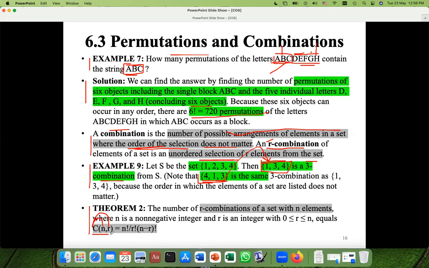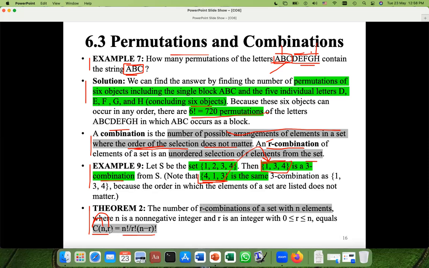How can you calculate it? By using that right hand side. And what is that side saying? N factorial divided by r factorial multiplied with n minus r factorial. So these are the combinations of a set with n elements.